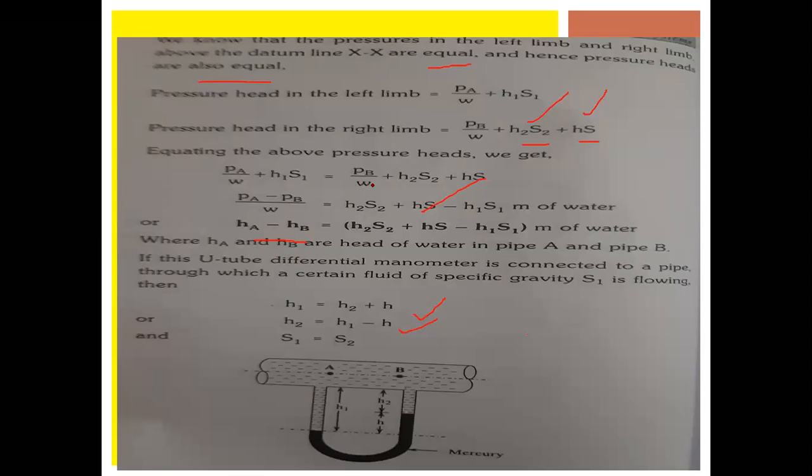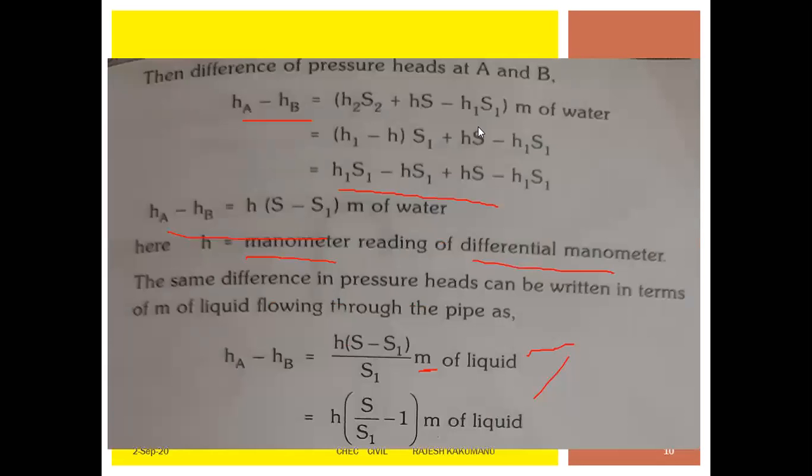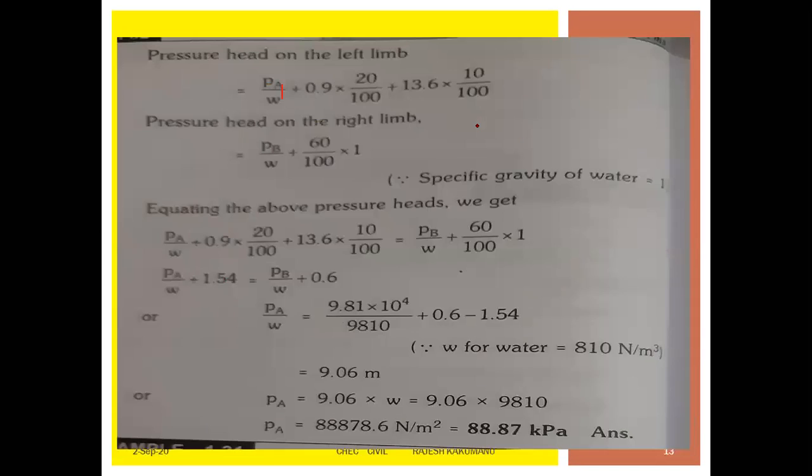PA by W, H1, S1 plus HS. The same thing you are applying for this problem. Now PA by W plus 0.9 into 20 by 100 plus 13.6 into 10 by 100. Pressure head on the right hand limb is equal to PB by W plus 60 by 100 into 1.